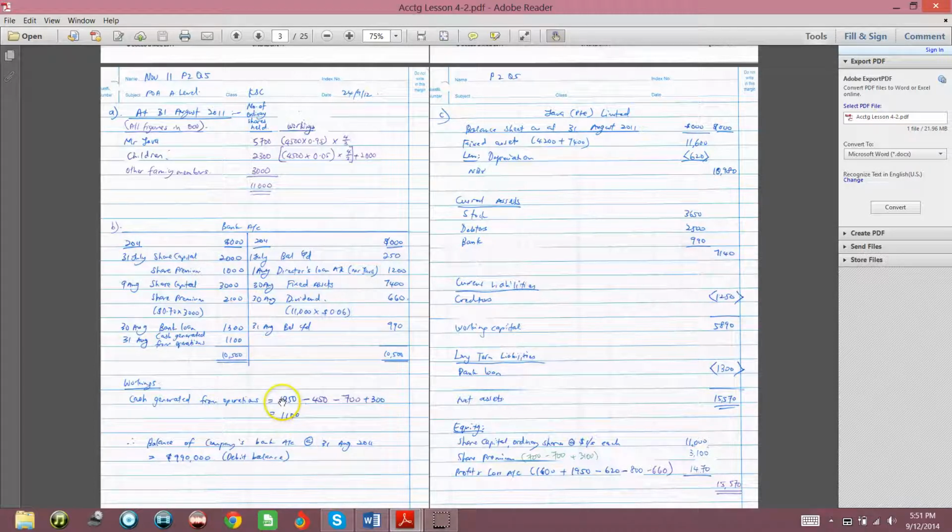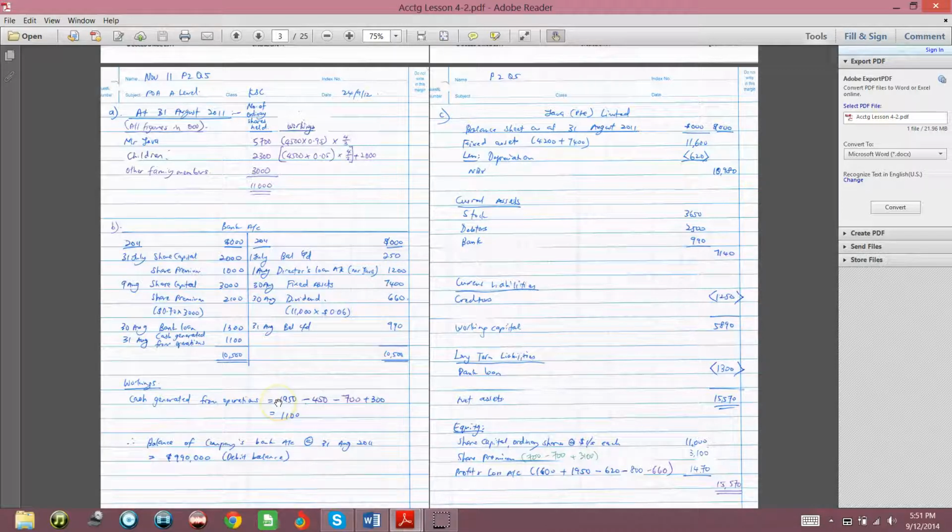Whatever profit you make, some expenses do not involve any cash outflow, for example depreciation. So we are taking the profit figure before depreciation, which is correct. If it were after depreciation, then we would have to add back the depreciation, because depreciation is an expense, but it's not a cash outflow. So we take the profit figure before depreciation, which is 1,950.